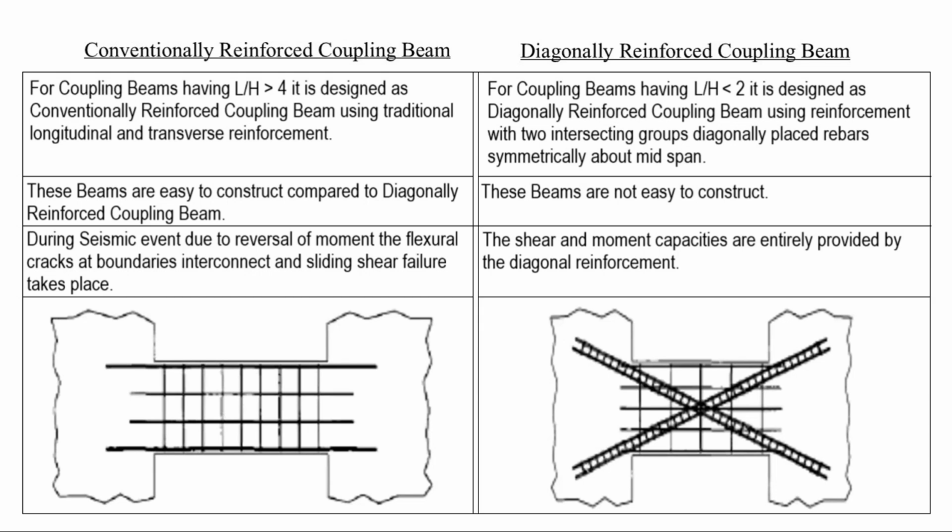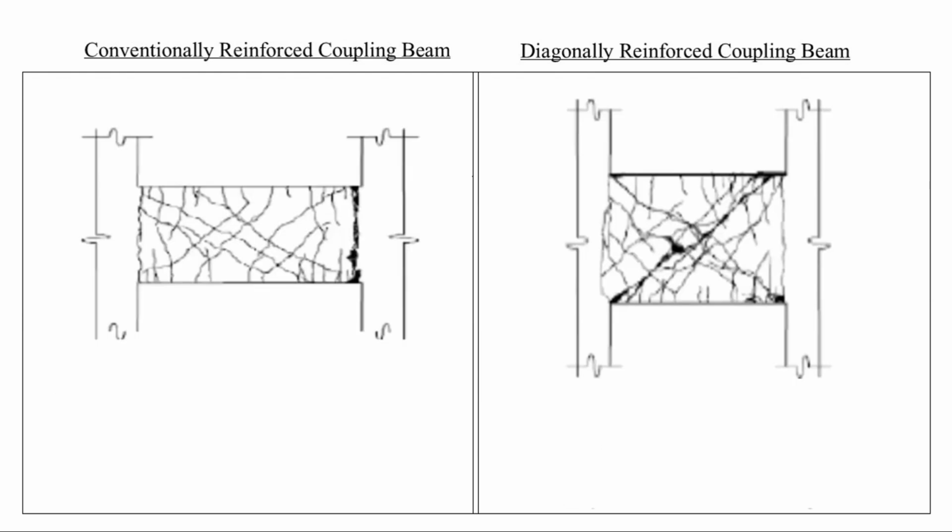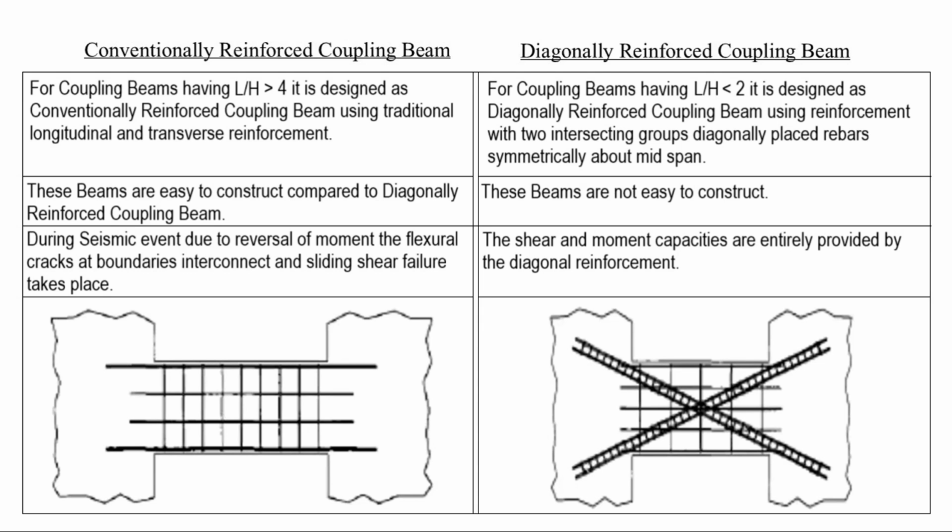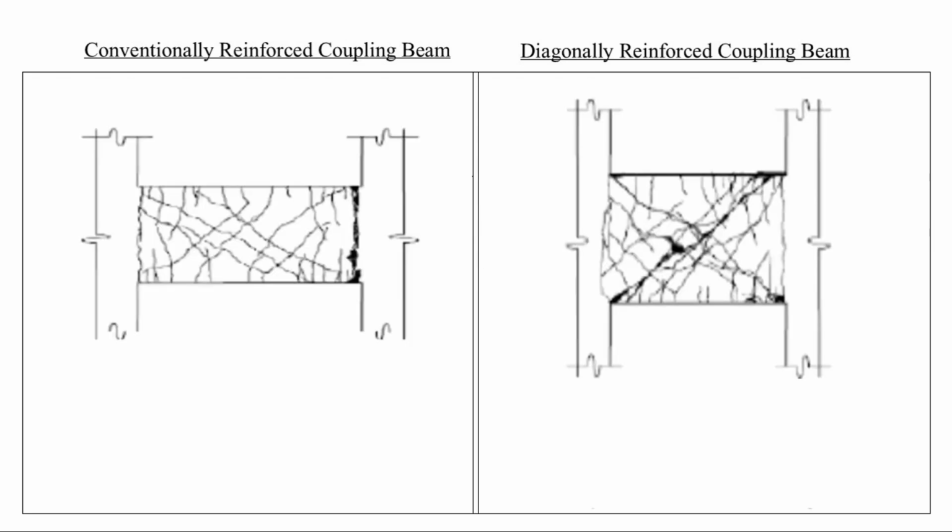During a seismic event, due to reversal of moment, the flexural cracks at boundaries interconnect and sliding shear failure takes place. We can see the failure inside the spandrel in the first figure. The shear and moment capacities are entirely provided by the diagonal reinforcement, and the failure type in the diagonally reinforced coupling beam is shown in the right figure.